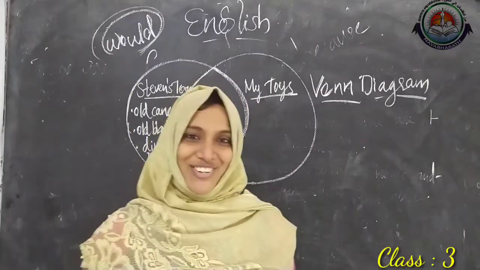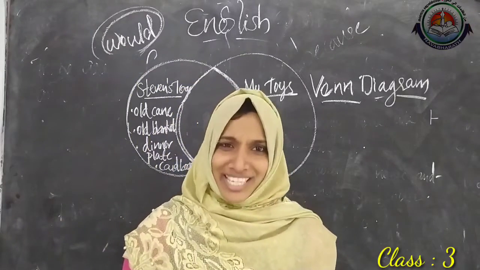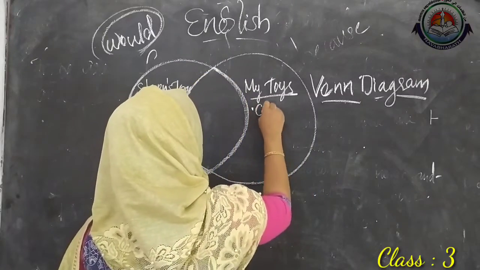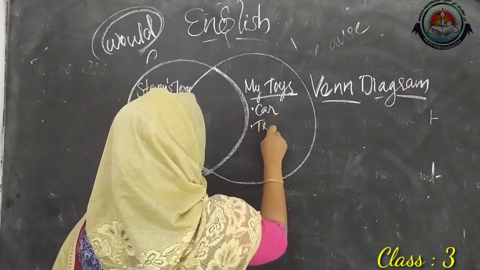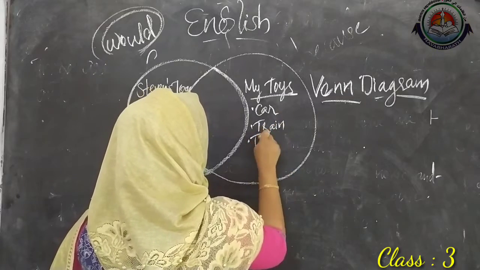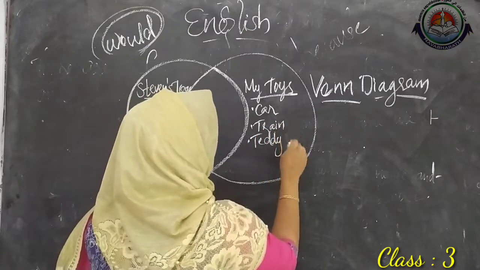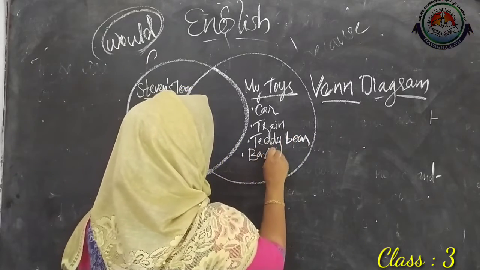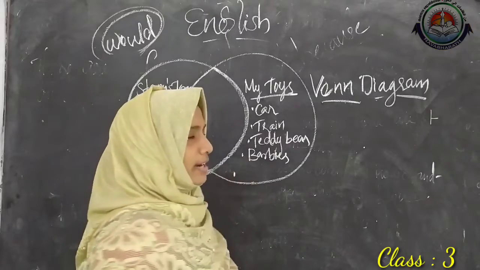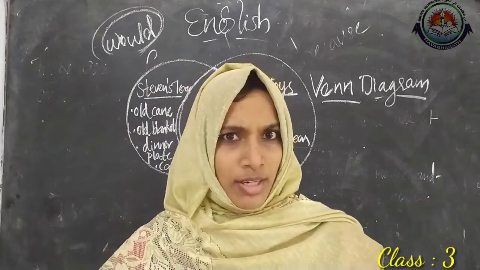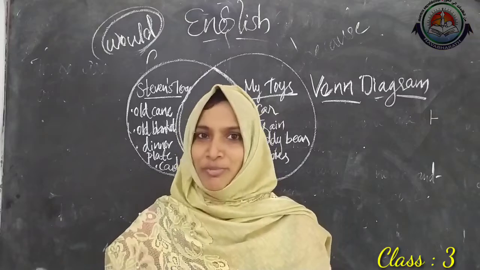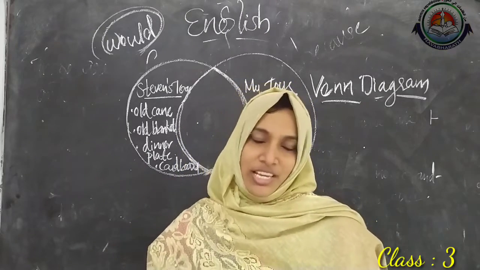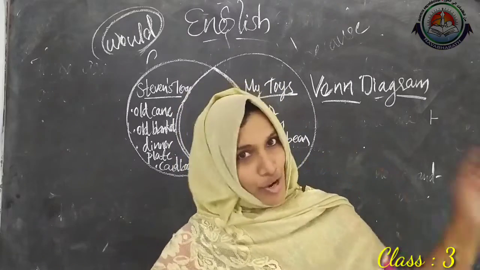Then what about your toys? Yes, there are so many expensive toys you have. So you can write like car, or train, or teddy bear, or what do you have to write? Yes, Barbies. Then you can write about your video games. Yes, you are using your papa's or mama's phone to play something on this phone, right? In your smartphone. So that also you can write here as your toys.